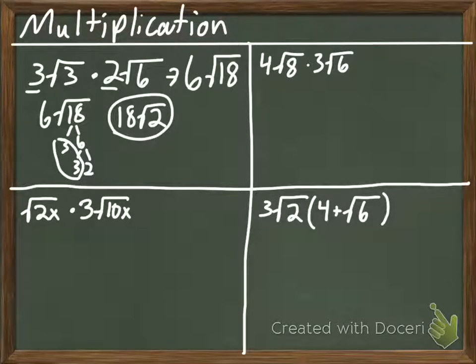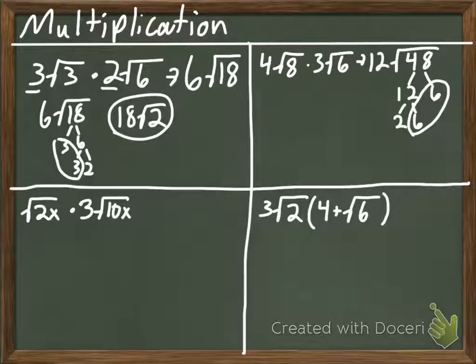Next we have 4 square root 8 times 3 square root 6. Again, who cares what they are, outside or inside, we just get to multiply. 4 times 3, 12, 8 times 6, 48. Now we need to simplify that square root of 48. So 12 and 6, 2 and 6, and hey look, we get a pair of 6's with a 2 left over. So 12 times 6 is 72, square root of 2.